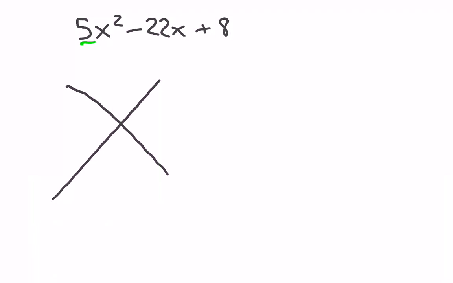How about we do 5x squared minus 22x plus 8. So first let's say, why do I know it's going to be the x box? It's going to be the x box because this number is not 1. So that means that I need to draw my x and draw my box. Once again, I do that at first just so I don't forget to do my box.